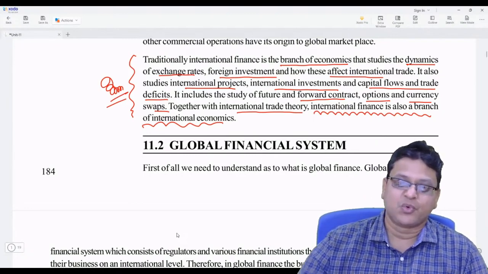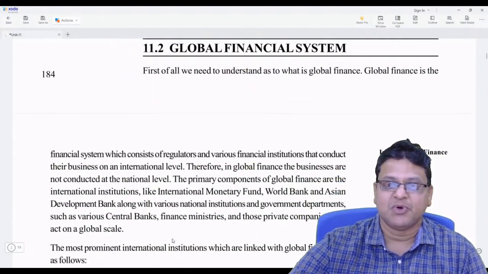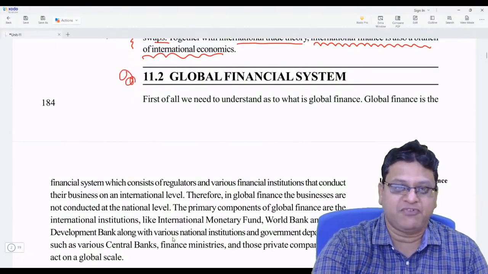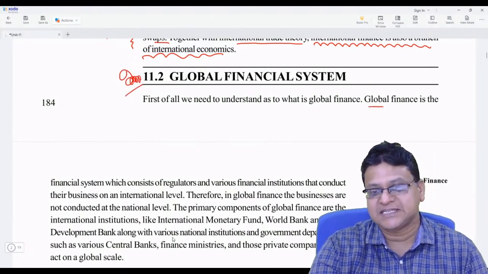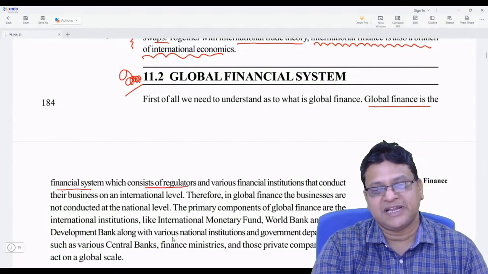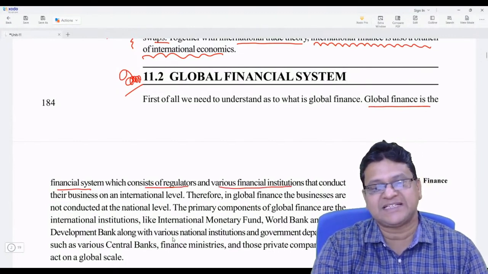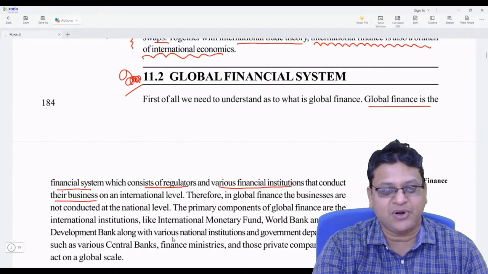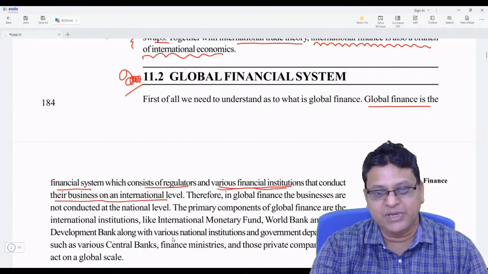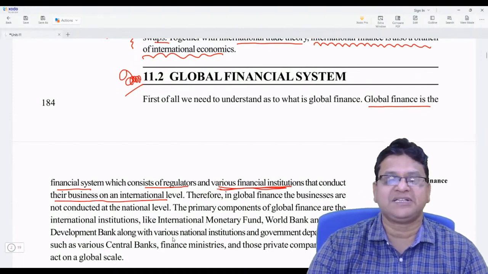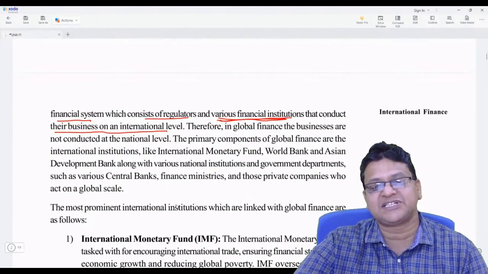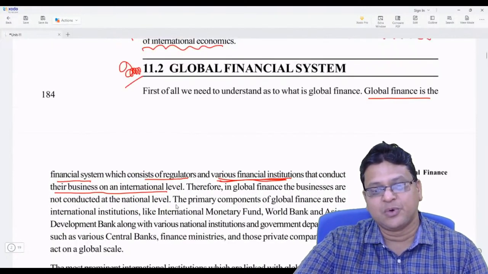Next, we will discuss the global financial system. What does global finance mean? Global finance is a financial system which consists of regulators and various financial institutions that conduct their business on an international level. Hence, in global finance, we will discuss different financial institutions. What are the most important financial institutions which are studied under global finance?